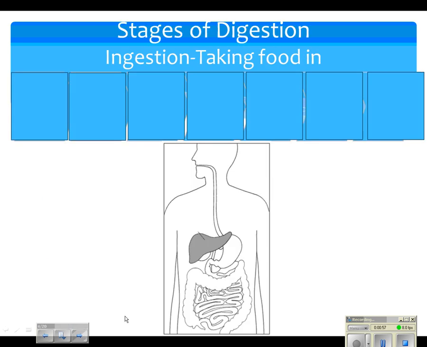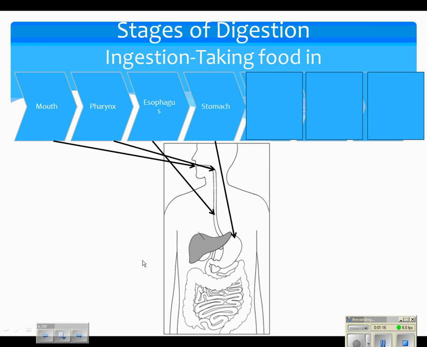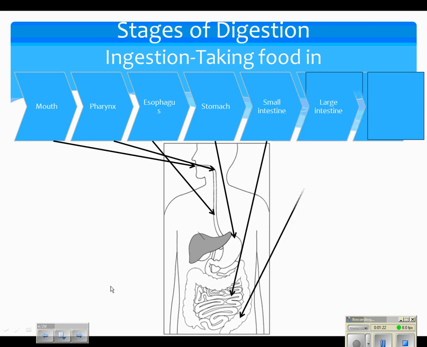So let's talk about the stages of digestion. The first one is ingestion, which is taking food into the body. That starts at the mouth, where we take food in, and then it leads into the pharynx, which is the opening or back of the throat, to the esophagus, which is that long tube from the pharynx down to the stomach, which is this pouch-like structure here, the small intestine, then it goes to the large intestine, and finally out of the body.